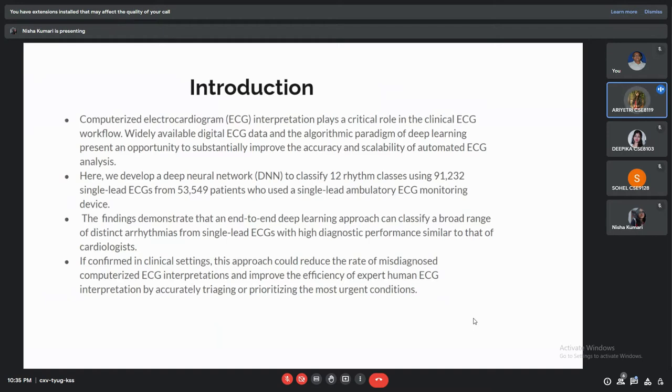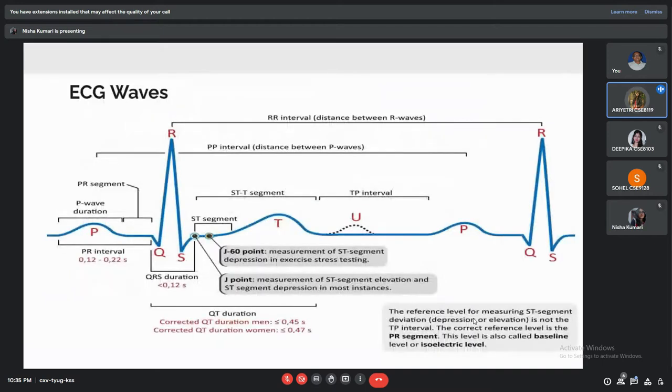The findings demonstrate that an end-to-end deep learning approach can classify a broad range of distinct arrhythmia from single-lead ECGs with high diagnostic performance, similar to that of cardiologists. If confirmed in clinical settings, this approach could reduce the rate of misdiagnosed computerized ECG interpretation and improve efficiency of expert human ECG interpretation by accurately triaging or prioritizing the most urgent conditions.